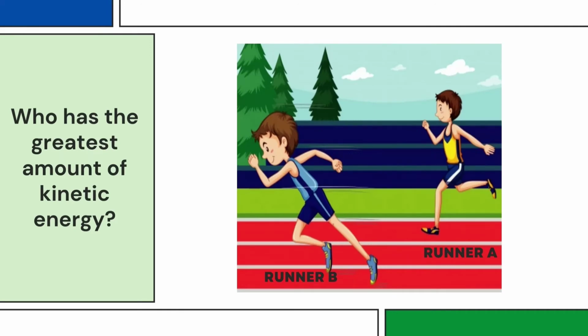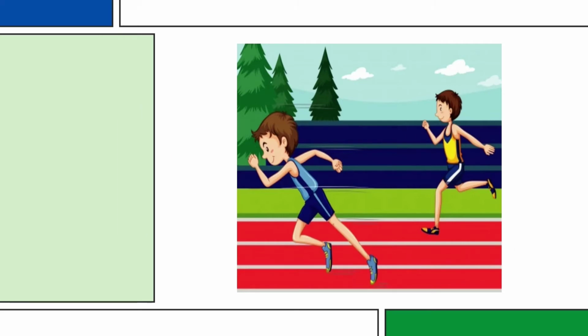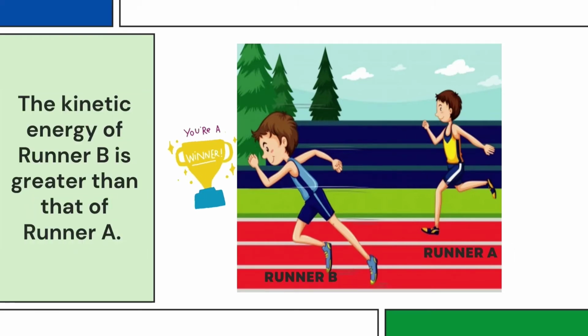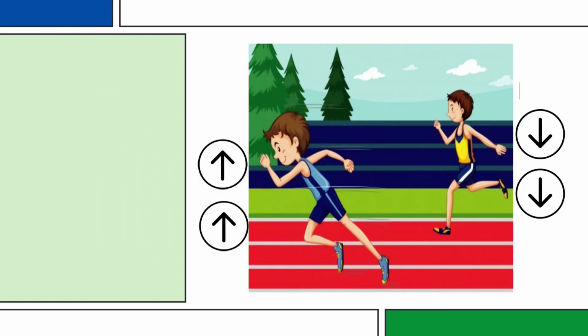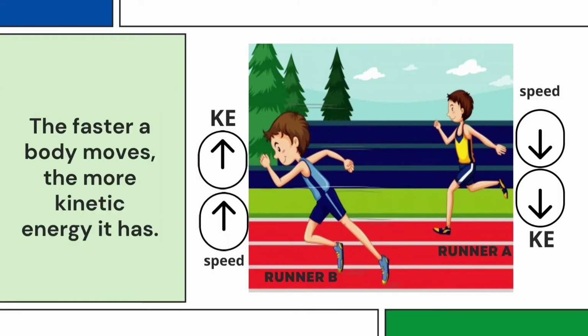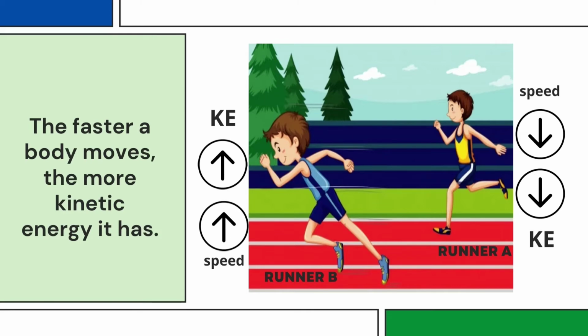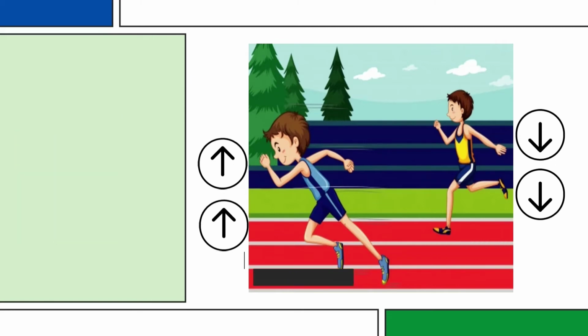What about the two runners with the same mass? Runner A, however, moves more slowly than runner B. Which of them do you believe has the most kinetic energy? So the kinetic energy of runner B is greater than that of runner A. Why? Because simply runner B runs faster than runner A. It shows that the faster a body moves, the more kinetic energy it has.